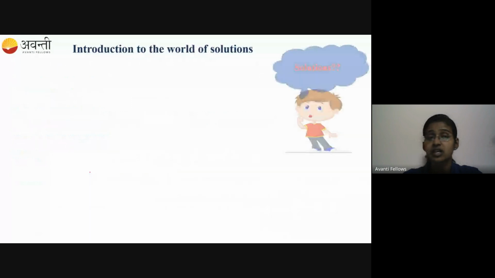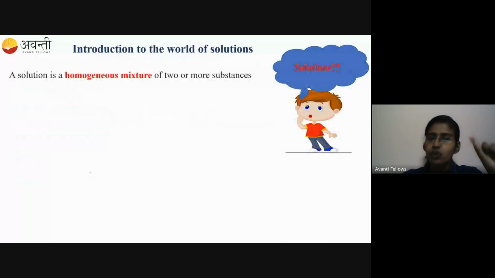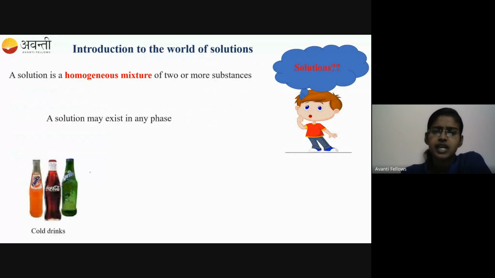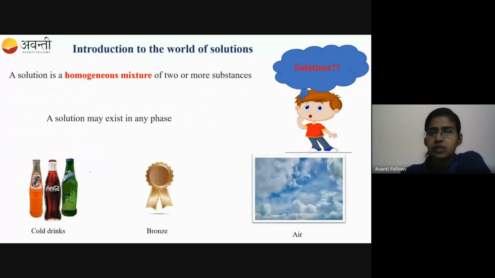Introduction to the world of solution. So what is a solution? It is a homogeneous mixture of two or more substances. A solution may exist in any phase. It can be cold drinks, it can be in the form of bronze, it can be in the form of air. Okay, all these three contain solution.